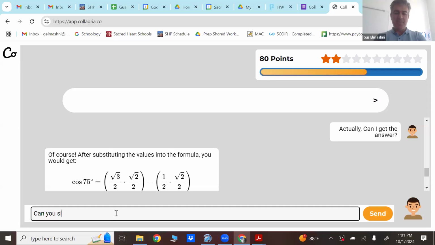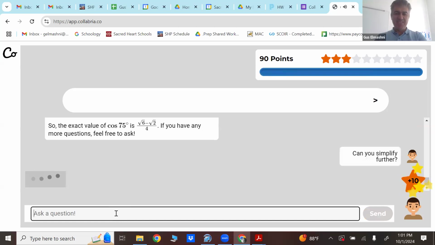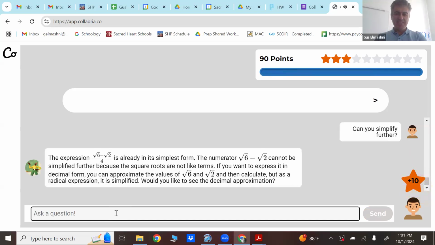Can you simplify further? This is kind of fun. I like this. This is cool. Can I simplify further? I see.